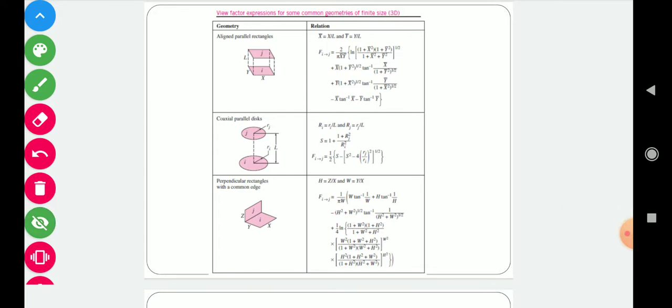These are some examples of view factor expressions for some common geometries of finite size. Like if we have aligned parallel rectangles, the shape factor is given over here. If we have coaxial parallel disks and perpendicular rectangles with a common edge, they have calculated these shape factors.